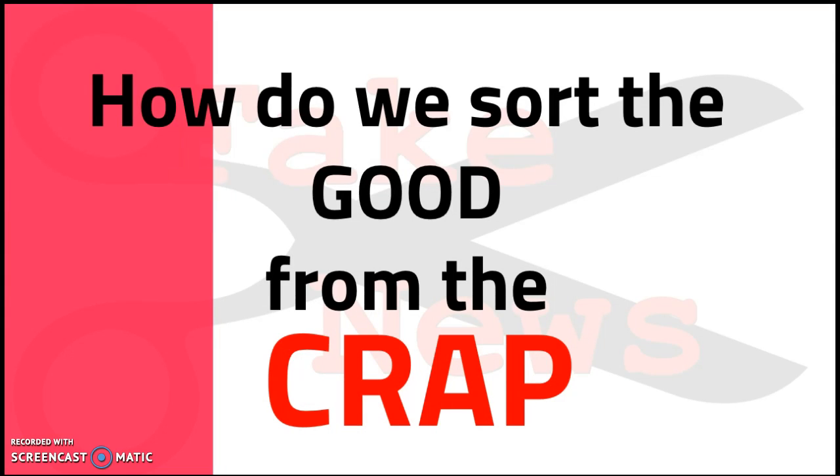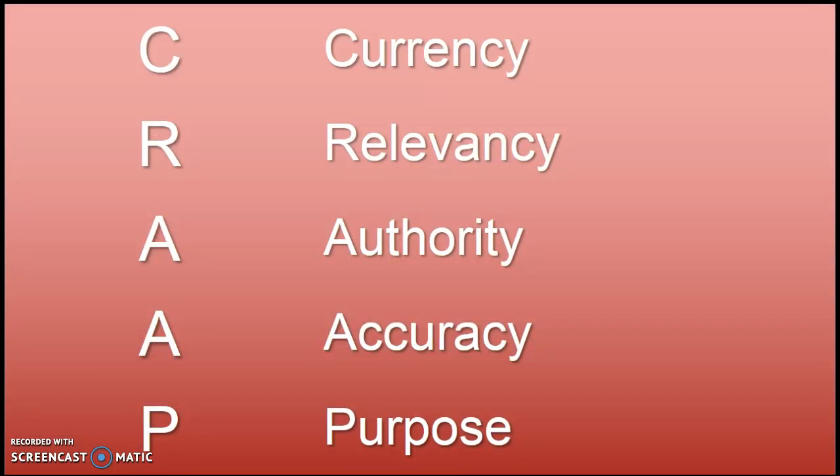So the CRAAP test is actually an acronym. Each letter in CRAAP stands for something extremely important in terms of evaluating internet sources. So let's break it down. The C stands for currency. The R, relevancy. The first A is authority, and then accuracy, and finally we end with purpose.